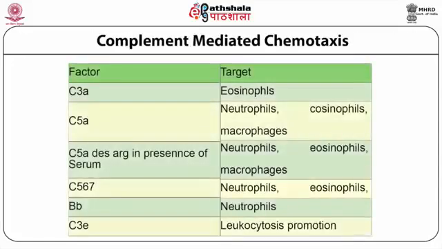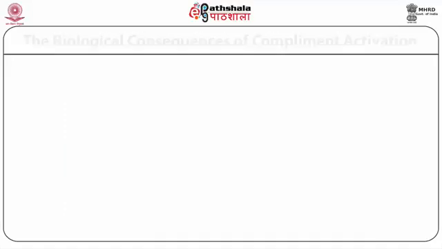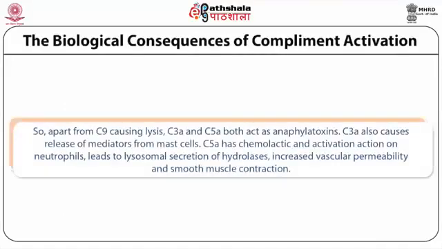This table shows complement derived chemotactic factors for individual cells. Different complement components differ in the nature of their targets. C5a, as we can see, not only attracts neutrophils, it stimulates their respiratory burst and aggregates them. So, apart from C9 causing lysis, the C3a and C5a both act as anaphylatoxins.